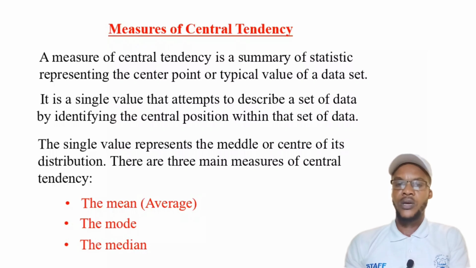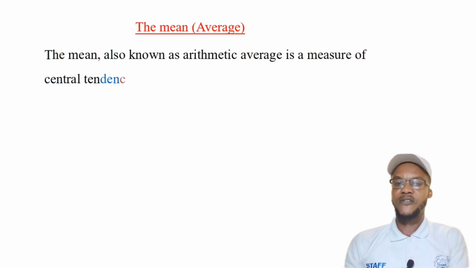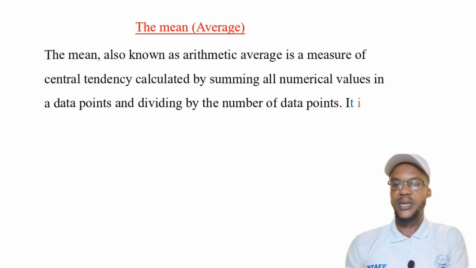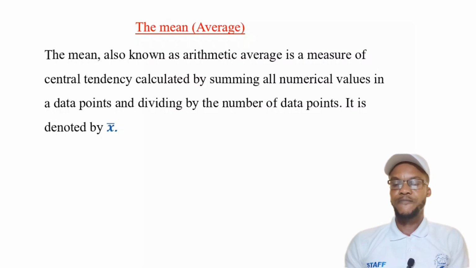Let's look at the mean. What is the mean? The mean, also known as the arithmetic average, is a measure of central tendency calculated by summing all numerical values in a data set and dividing by the number of data points. It is always denoted by x bar. So if you take the mean or the average, all that we are saying is if you get a data set, add all of them together and divide by the number of values you have, and whatever you get becomes your average or the mean.